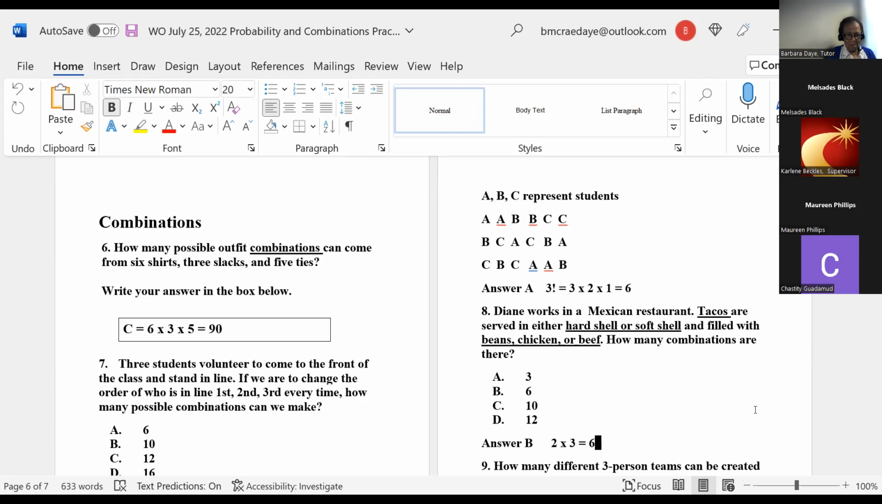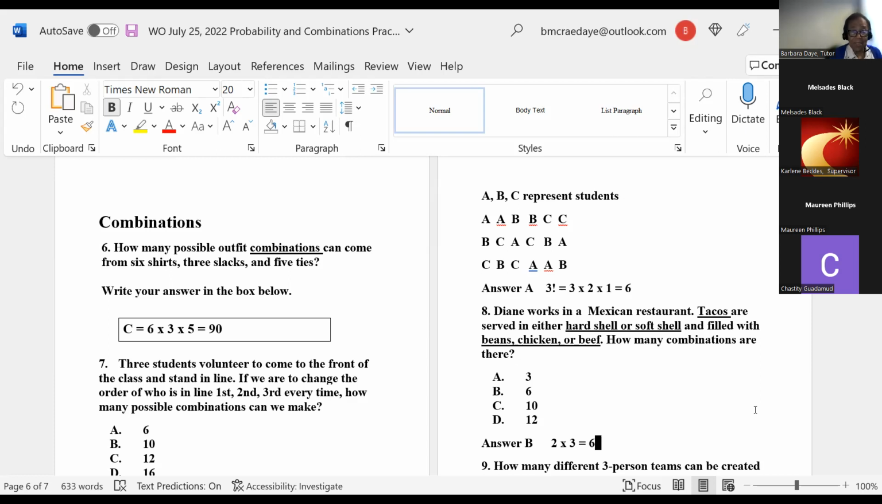There are three different fillings. But it's 2 different kinds of tacos. So where do you get 12 from, Mercedes? What is the taco? Tacos are either the hard shell or the soft shell. Okay. It's only 2 kinds of tacos. 2 kinds of tacos, 3 kinds of filling.